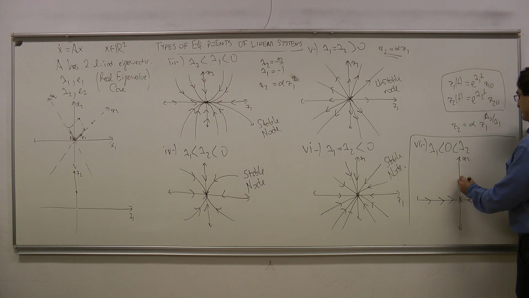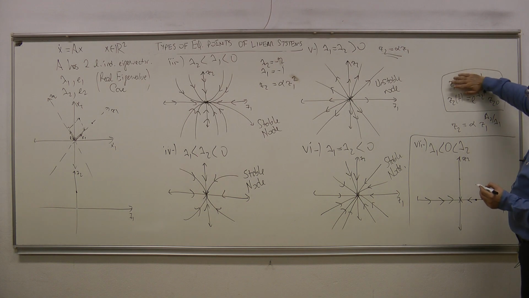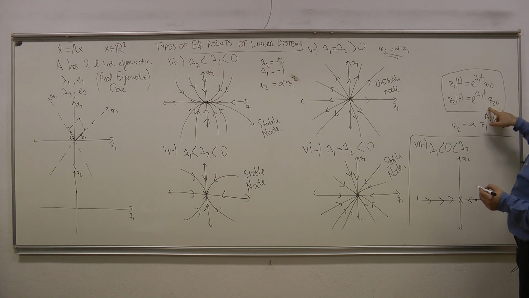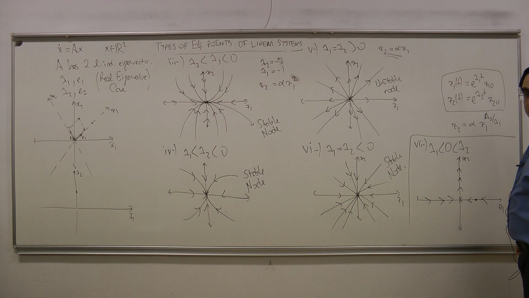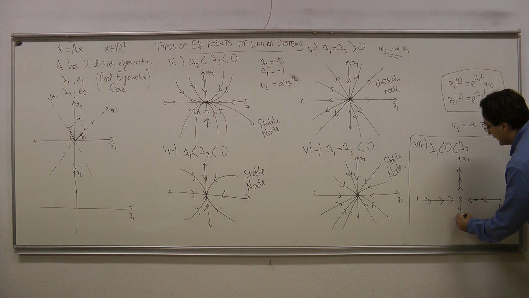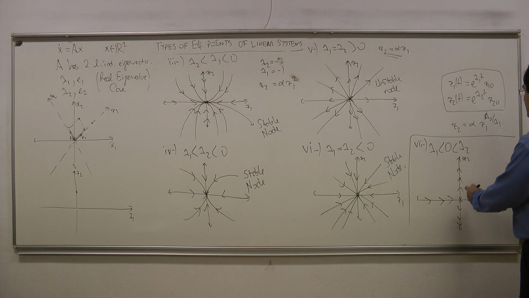Okay? Now let us look at the motion on the Z2 axis. Suppose I choose the initial condition for Z1(0) to be 0, and in that case Z1 is going to be 0 forever, and Z2(0) is positive, and lambda 2 is positive. That means the trajectory on the Z2 axis would be diverging away from the equilibrium point. Okay? Similarly on the other side. So we see that the behavior of the trajectories changes depending on which axis we are talking about. So what happens if I start the system at a point other than on these axes?